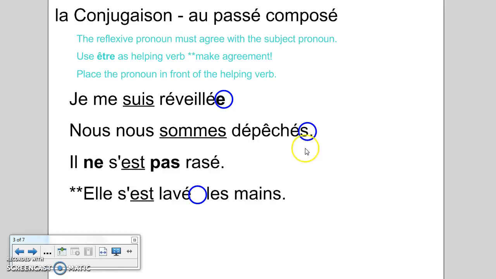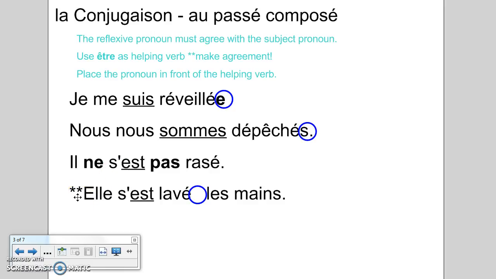And so of course we make agreement with dépêché, putting an S on nous. What happens when we want to make the sentence negative? So this rule is not a new rule. Where does the ne pas go? It goes around the helping verb. And of course it is with that reflexive pronoun as well. Il ne s'est pas rasé.